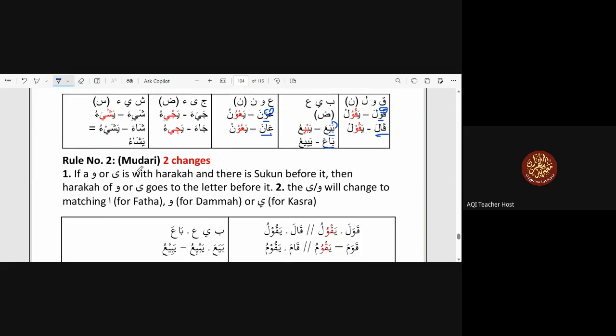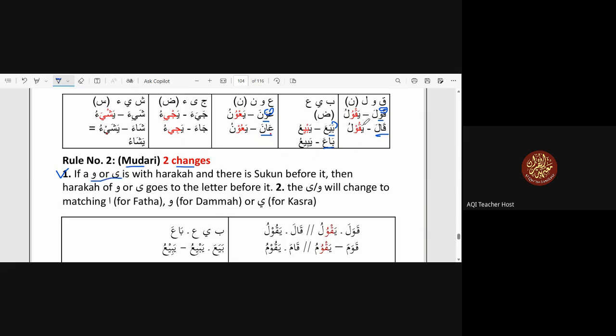In rule number 2, this is for the mudari verb, and we'll see two kinds of changes. The first one: if waw or ya is with haraka, and there is sukun before it, then the haraka of waw or ya goes to the letter before it. Okay, so what do you understand by this? The rule says that waw or ya is with haraka.